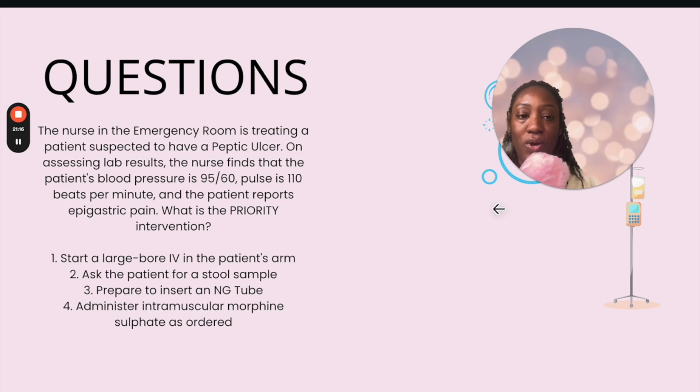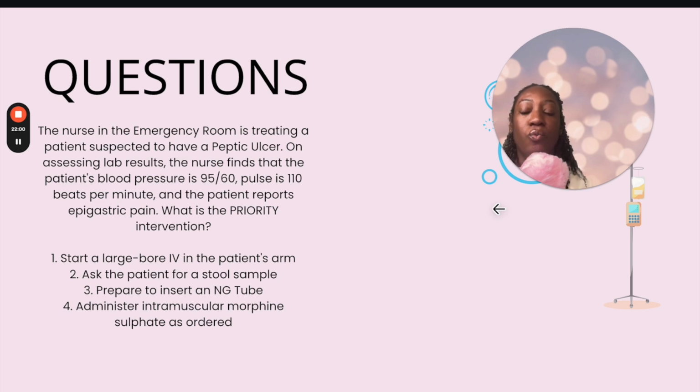Okay, we're coming up on our last question. The nurse in the emergency room is treating a patient suspected to have a peptic ulcer. On assessing lab results, the nurse finds that the patient's blood pressure is 95/60, pulse is 110 beats per minute, and the patient reports epigastric pain. What is the priority intervention? What will you be doing first? This patient has a low blood pressure and a high heart rate. So they are tachycardic.